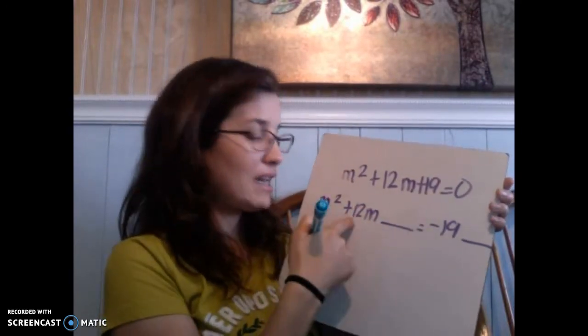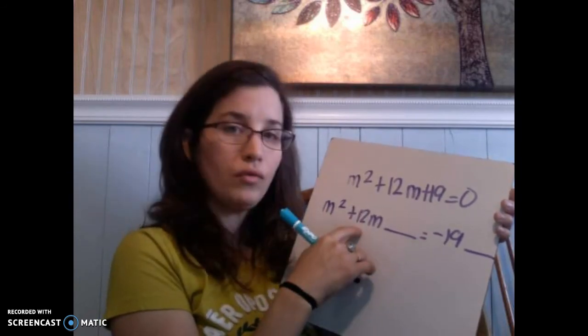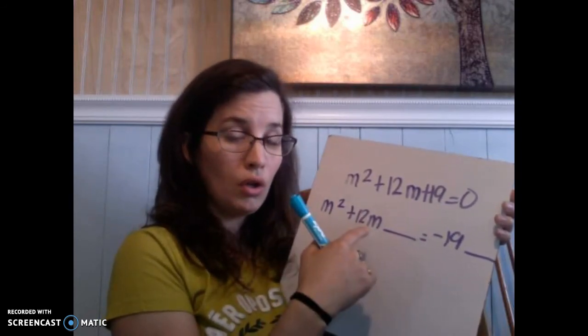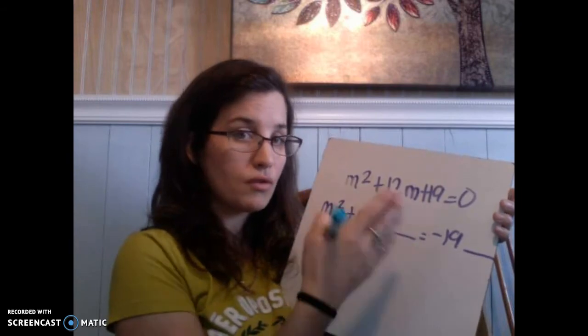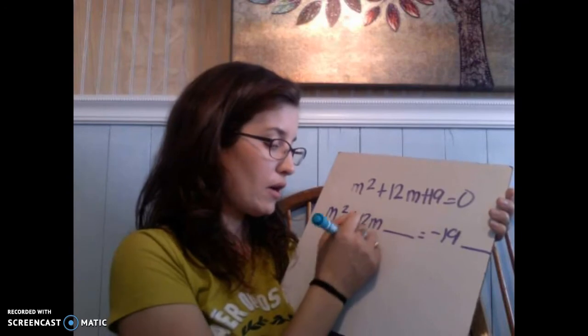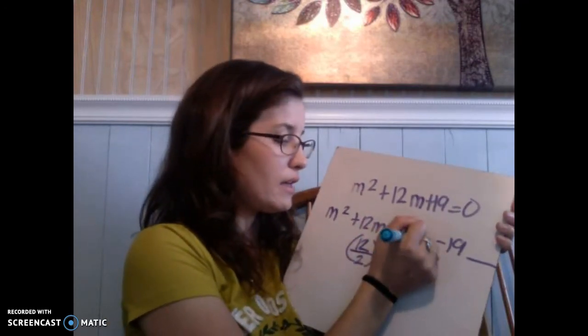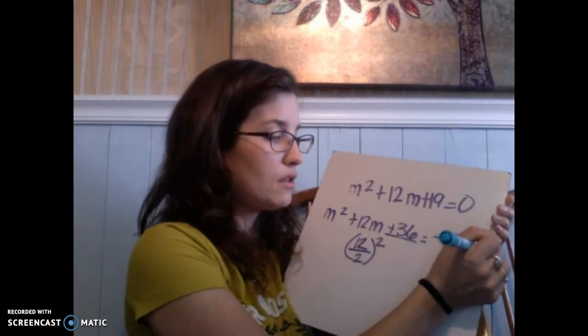My next step is I take half of my b and I square it, right? Because to get 12, I had to double what was my original. So I'm going to take half of 12 and then square it. Well, half of 12 is 6. 6 squared is 36. I'm going to add 36 to each side.